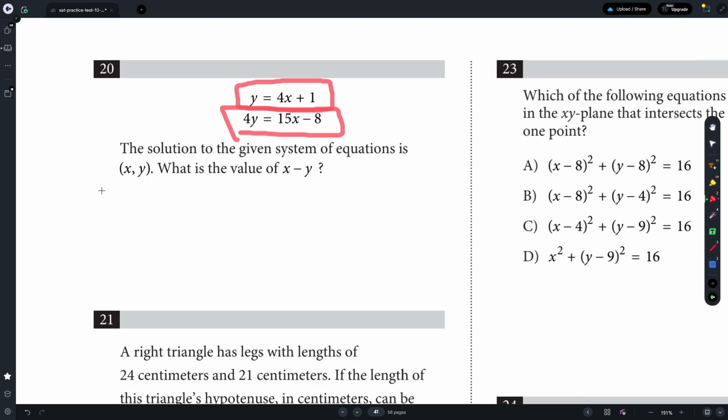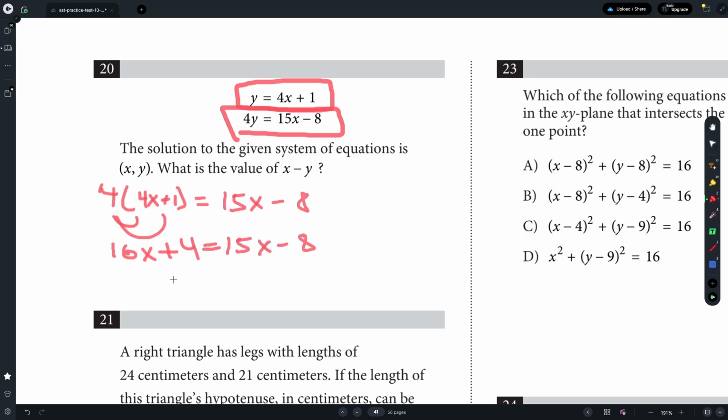Let's do 4x plus 1 equals 15x minus 8. Now, if we multiply through distribution, we get 16x plus 4 equals 15x minus 8. Let's move minus 15x on both sides, and minus 4 on both sides too. So we get rid of this, and we're left with x equals negative 8 minus 4, which is negative 12. So x is negative 12.